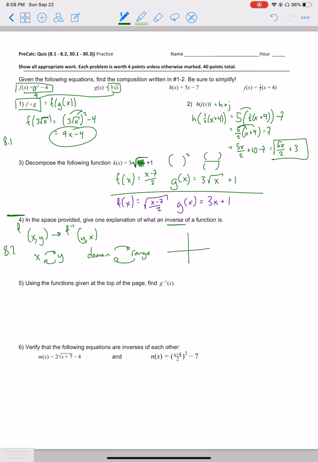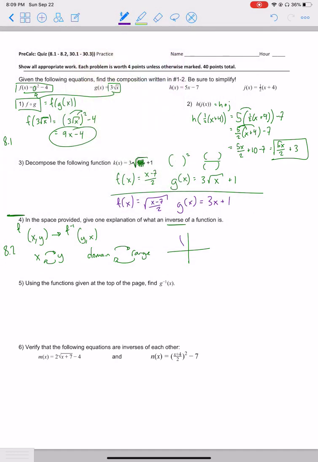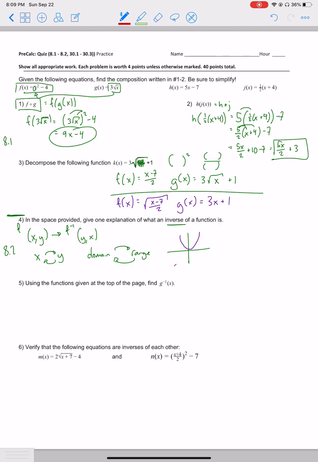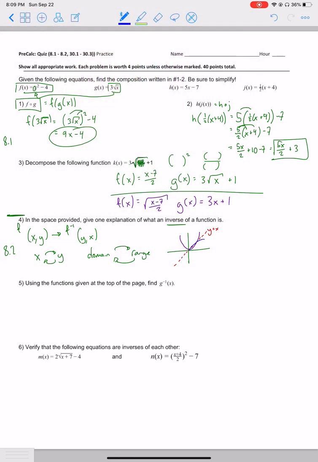Graphically, if we have a function, let's just say a parabola, we would say the inverse is when we reflect that across the line y equals x. So the inverse of a graph is if we reflect it across the line y equals x. So we have coordinate points, we have just the values, we have domain versus range, we have a graph.